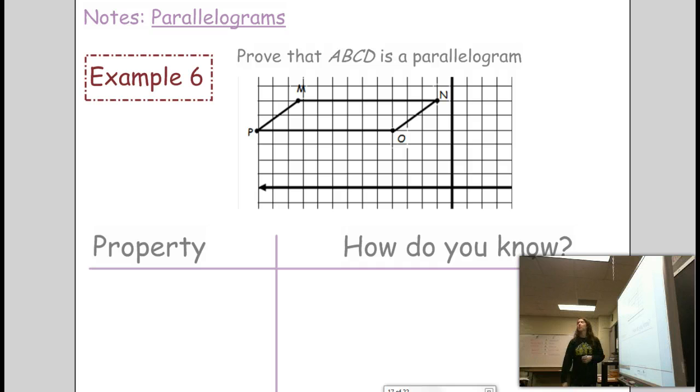Last one, because I know you're really struggling to finish these notes. Let's do it. Look, there's no solving for x. Hooray! Prove that ABCD. Oh, that's not ABCD. That's MNOP. Cool. MNOP. Prove that it's a parallelogram.